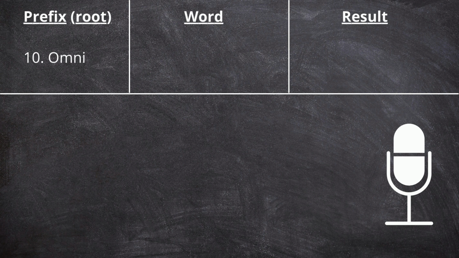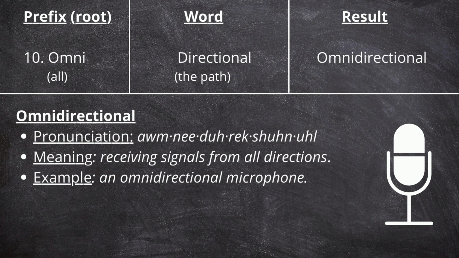The 10th prefix is omni, which means all, and the word is directional, which means the path. Both put together form a word omnidirectional. Omnidirectional is something which receives signals from all directions. For example, an omnidirectional microphone.